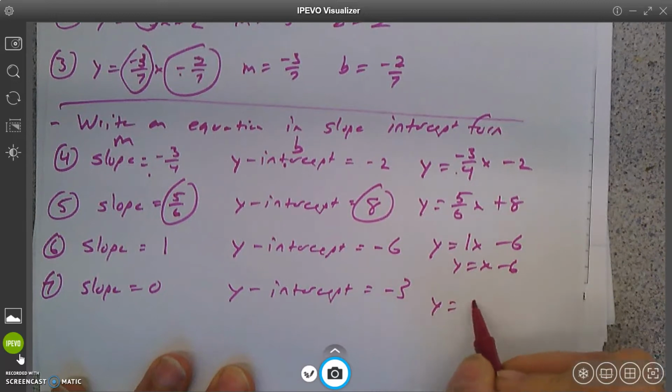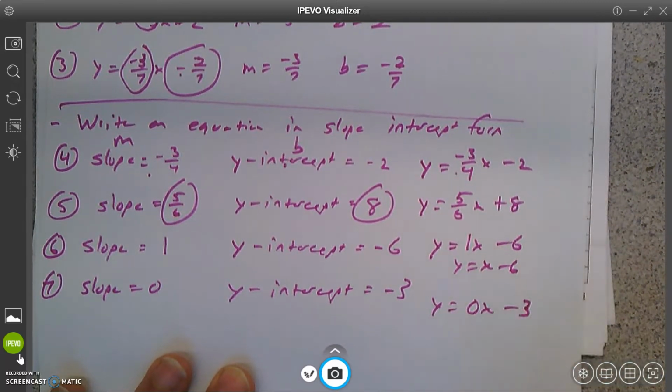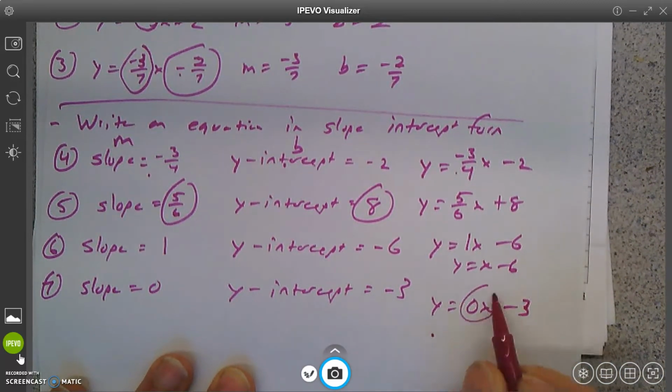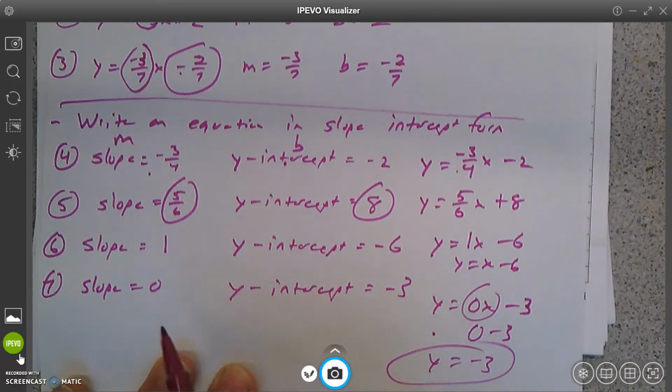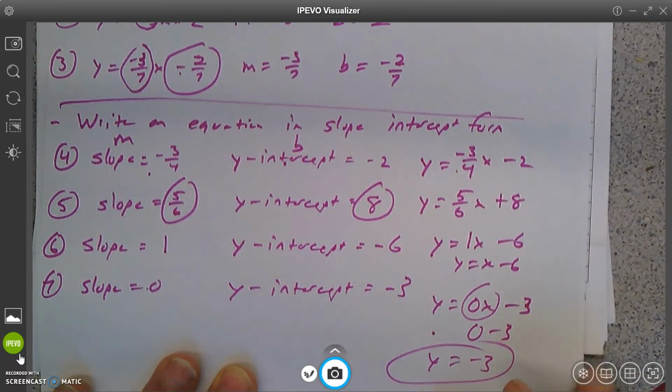And last one is y equals 0x minus 3, which is the same as anything times 0 is a 0, and 0 minus 3 is -3. There we go. So when the slope is 0, all you gotta do is put the y-intercept there. Y is -3. Got it.